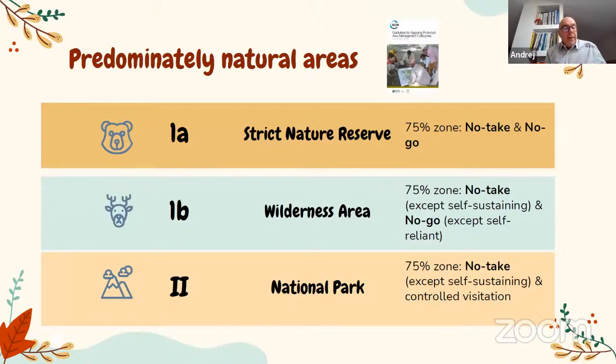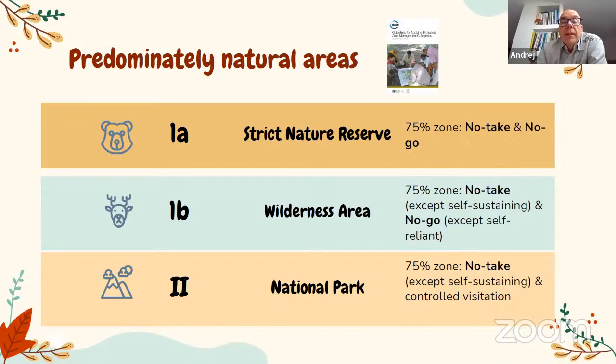We probably won't have time to go through every one of those 6 IUCN categories, actually 7, because category 1 is split into 2. You will get this presentation, and I put it deliberately in the form of bullet points on the next slide. Let me just briefly go through the key points.